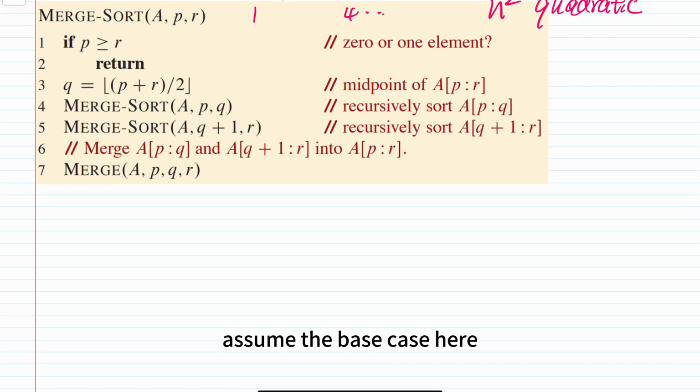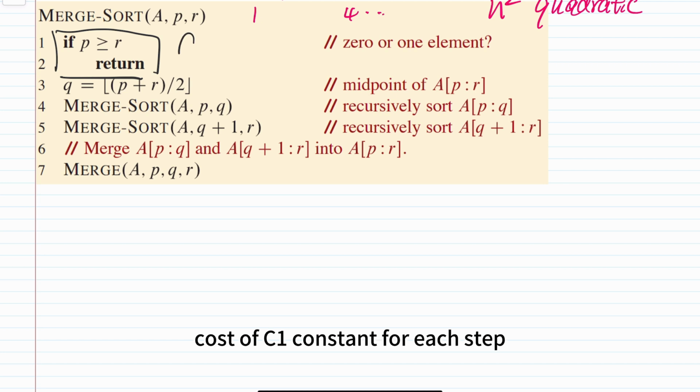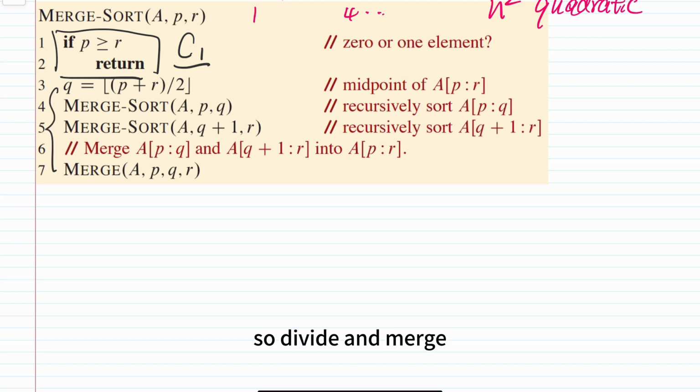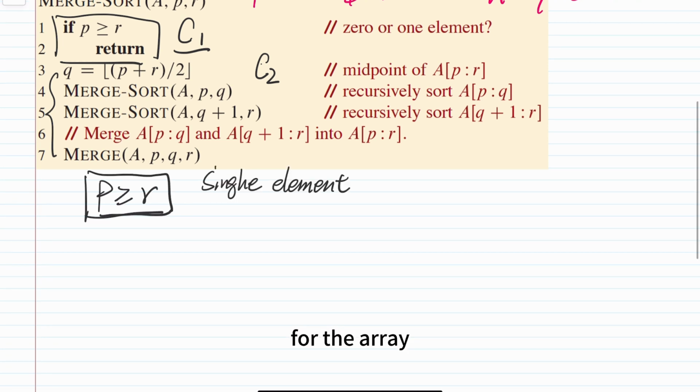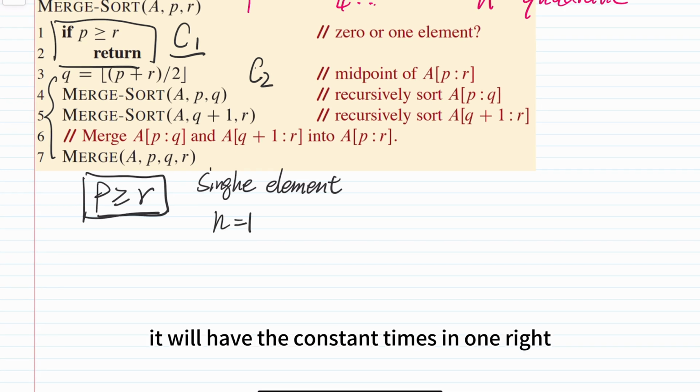Assume the best case here has a cost of C1, a constant, for each step. And for the divide and merge part, divide and merge have a constant time C2 when you run each divide. Okay, so if p is larger than or equal to r, which means there is a single element in the array, which means n equals 1, it will have the constant time C1, right?